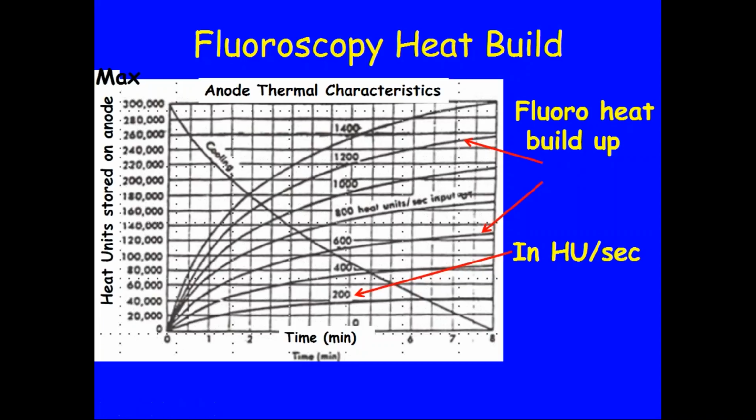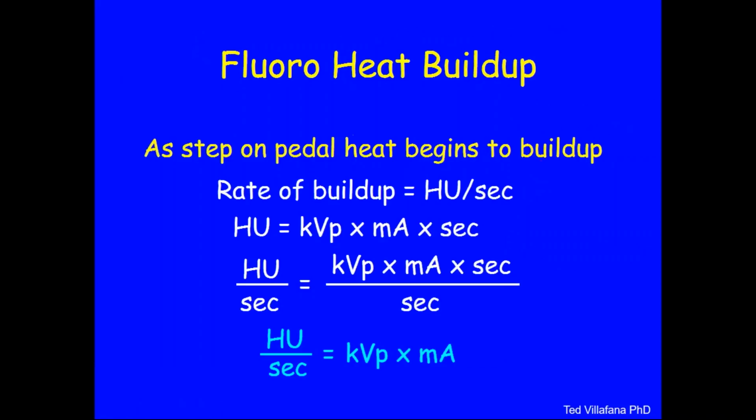And how they build up depends on the voltage and MA that you are operating at. It depends on the heat units per second. So for instance, you have a curve here at 200 heat units per second. Way up at the top, you got a curve at 1400 heat units per second. What is a heat unit per second? I'll leave this, you can look at this on the recordings, but skipping the math, get to the bottom line. The heat units is just the product of the voltage and the current. Every time you step on the pedal, you will have a certain voltage, you will have a certain MA. And the amount of heat that you build up depends on the product of the two.